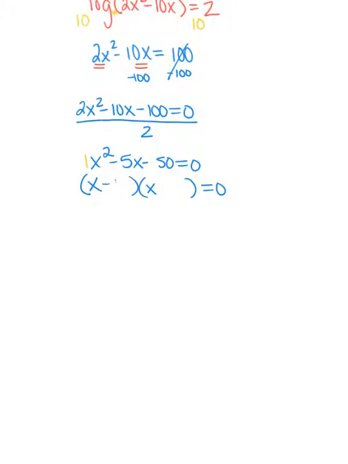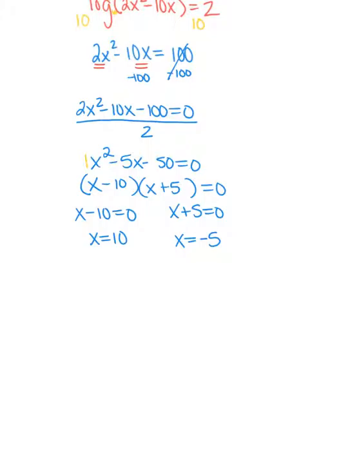It looks like negative 10 and positive 5 are going to do the trick. Now I can use my zero product property. Set x minus 10 equal to 0, giving me x equals 10. Set x plus 5 equal to 0, giving me x equals negative 5 as my two solutions.